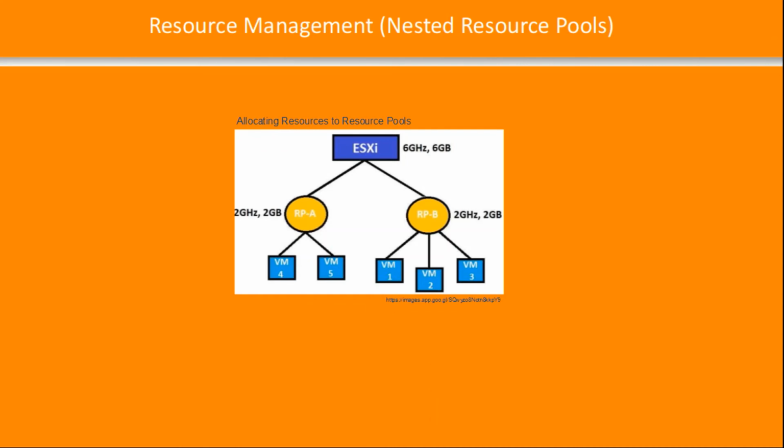Based on this allocation, we are then able to carve out or provision 5 virtual machines, 2 under RPA and 3 under RPB, and the configuration is determined by the resource allocation available to the parent resource pool.